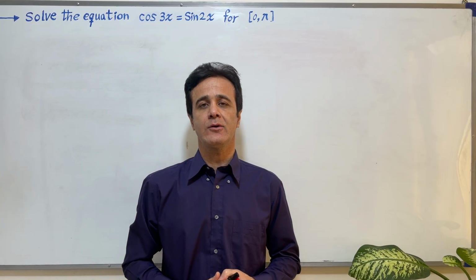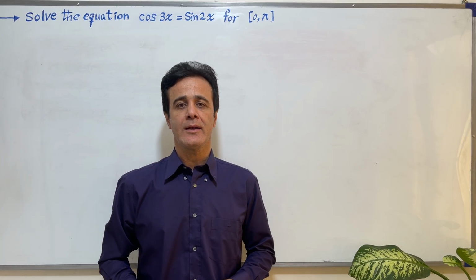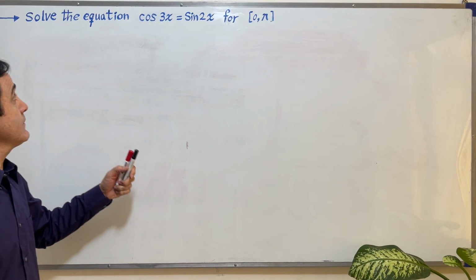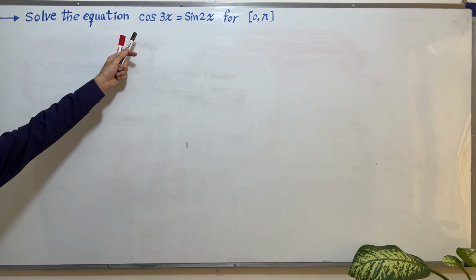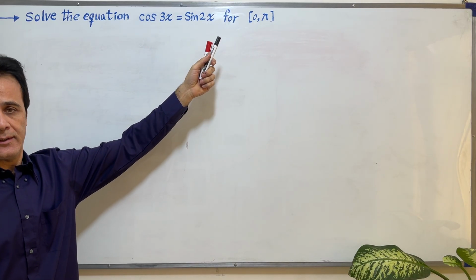Today we've got a trigonometric equation from the Harvard entrance exam. I'm gonna solve the equation in less than 4 minutes. Look at the question. Solve the equation cosine 3x equals sine 2x for 0 to pi.